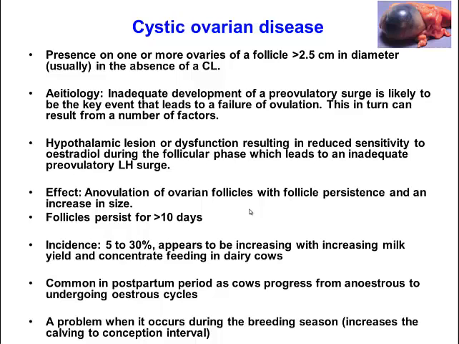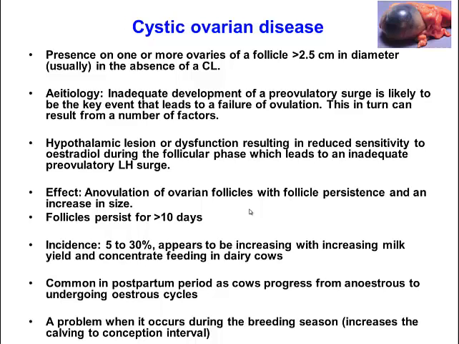Cystic ovarian disease is characterised by the presence of at least one follicle that's more than 2.5 centimetres in diameter on the ovary of cows, in the absence of a corpus luteum. That's the classical definition. The cysts can occur on one ovary or both ovaries at the same time.